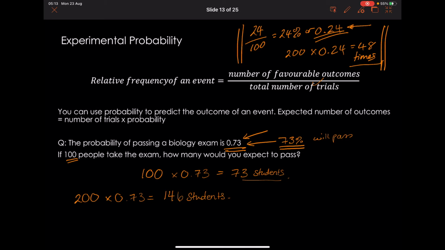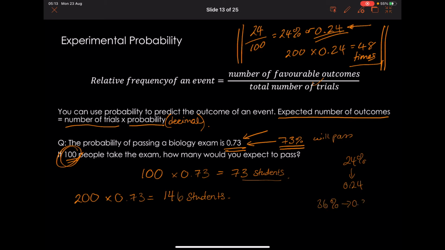So when you're asked a question like that, the expected number of outcomes is the number of trials, so like this number here, times the probability. But when I say times, it must be in decimal form, because otherwise you'll get a really high answer. So if they give it to you as a percentage, make sure you write it as a decimal. So 36% would be 0.36 and so on. Sorry, that says 0.24. So make sure you write that as a decimal.